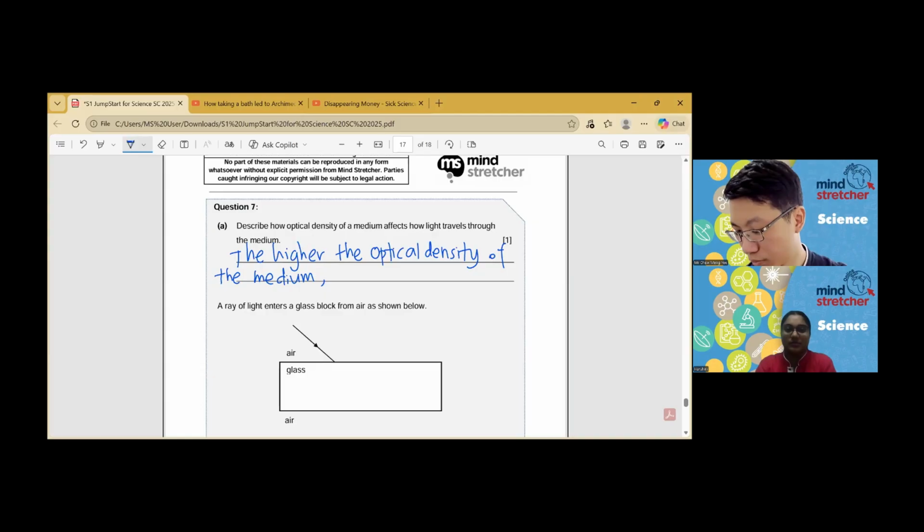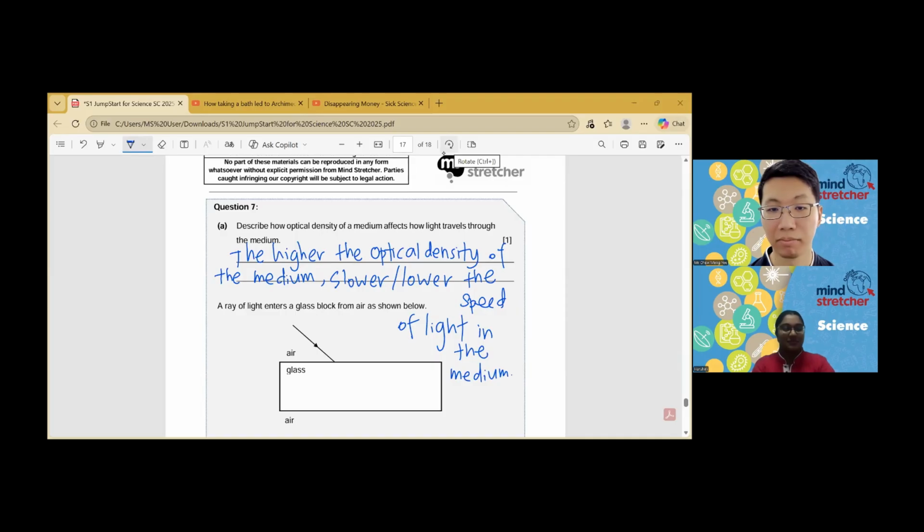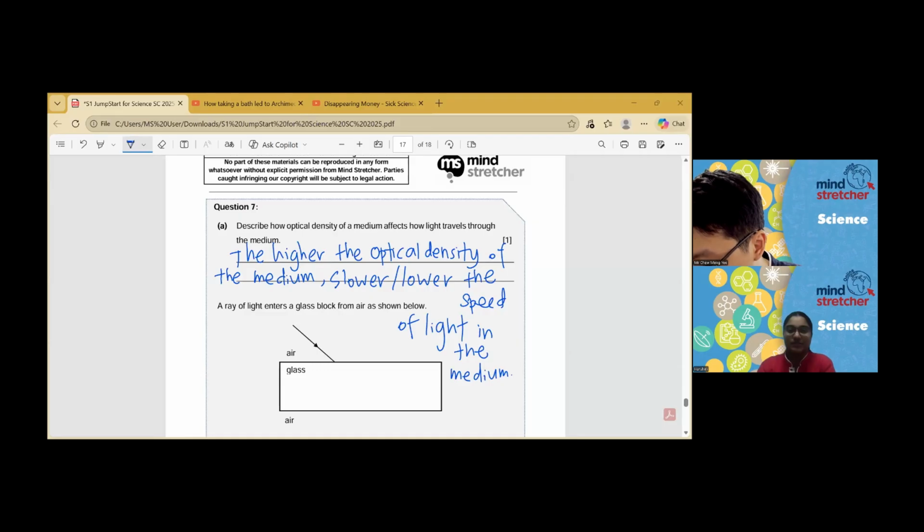What is going to happen? The slower the speed of light. Okay, can. Anyone with alternative answers? Slower or lower the speed, or speed of light decreases, also can. So this should be your answer for part A: the higher the optical density, the slower or lower the speed of light in the medium. That should be your part A, which is just a general relationship of how the speed changes.